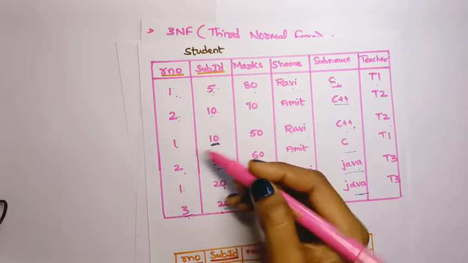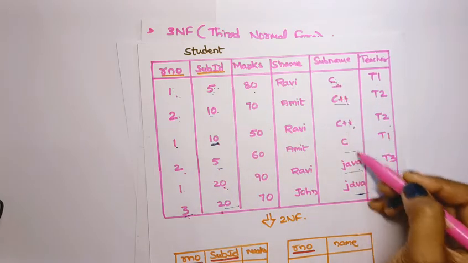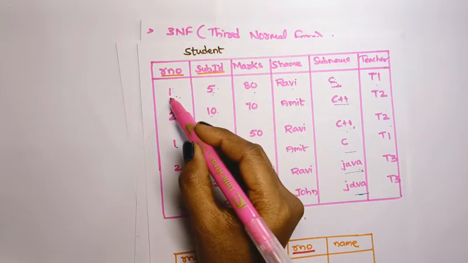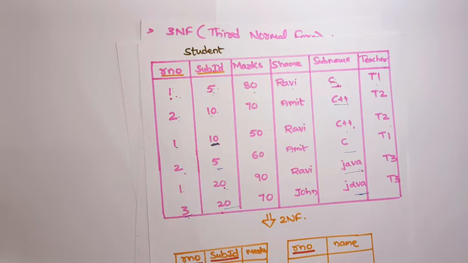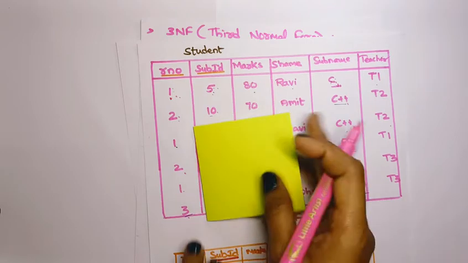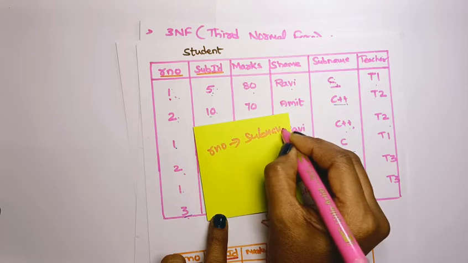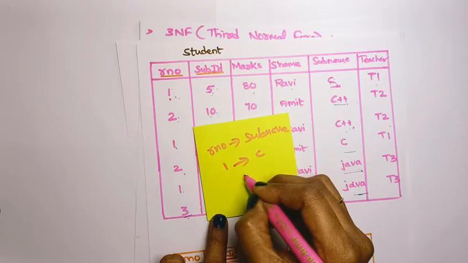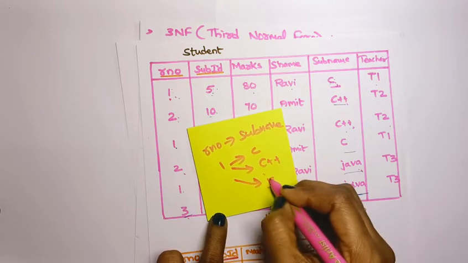So here some student in some institute joined for C and C++ and Java. So here, with the roll number alone, you cannot identify the subject name of the student. Why? Because roll number 1 has subject name C and also C++ and also Java.